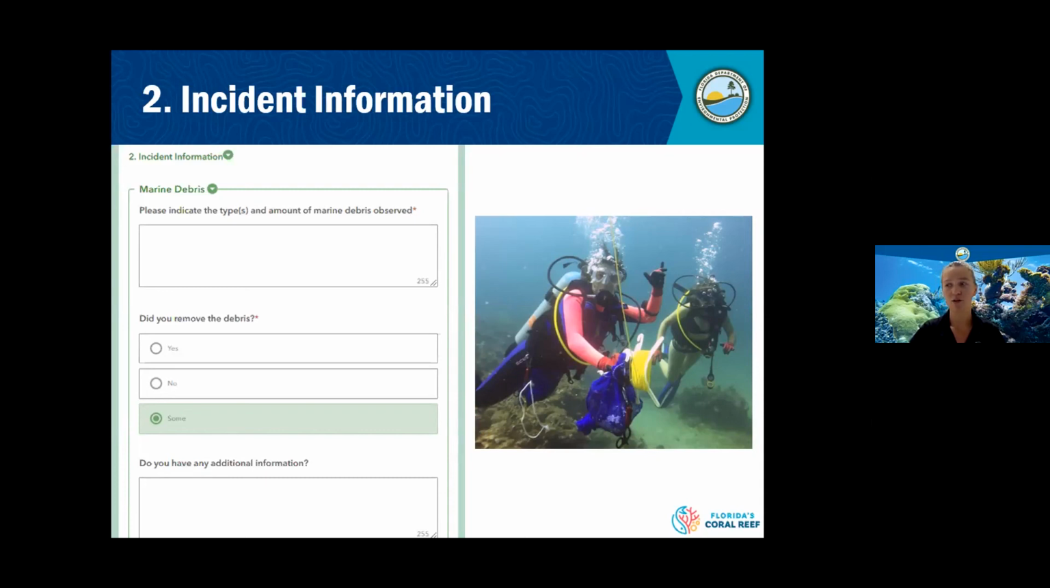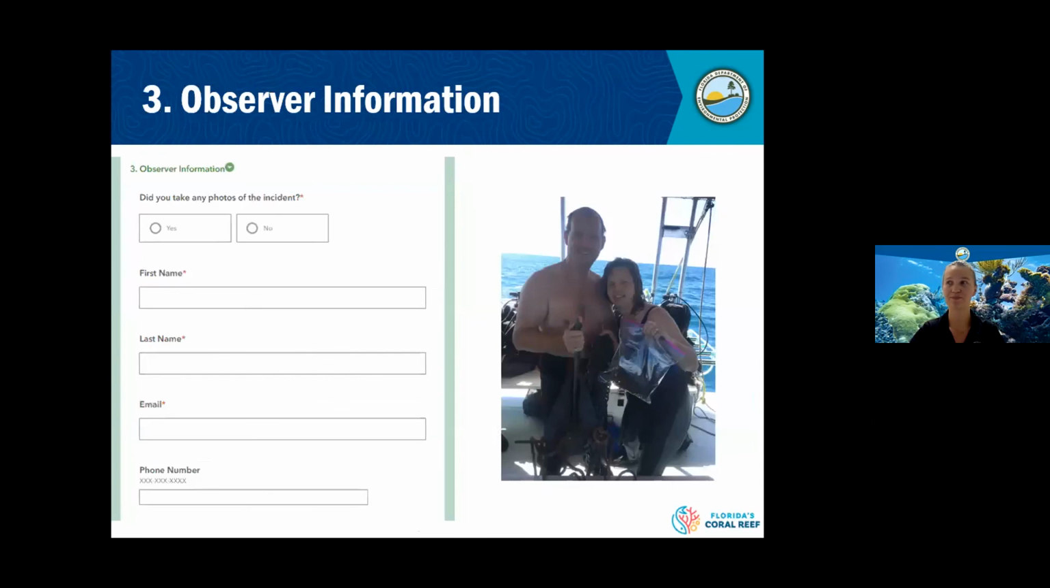And then there will also always be a box for you to enter any additional information, any details that you think might be helpful for us as we're coordinating the response. And then finally, we'll also ask you some questions about yourself. And if you took any photos of the incident, you'll be able to upload them here. And we'll also ask you for your contact information, just so we can reach out to you to follow up if necessary and to let you know what action was taken as a result of your report.